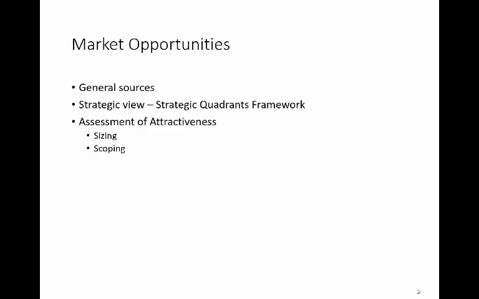So our basic agenda for this presentation is to take a look at the general sources. For that, we'll be using Ansoff's Market Opportunity Matrix. Then we'll learn the Strategic Quadrants Framework, and then we will learn to assess the attractiveness of opportunities that we are considering using two methods, sizing and scoping.